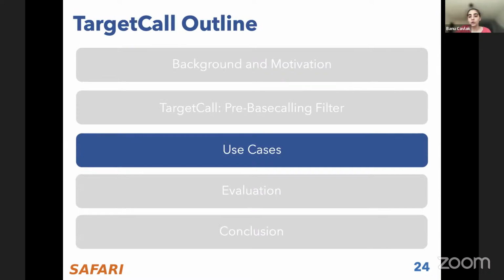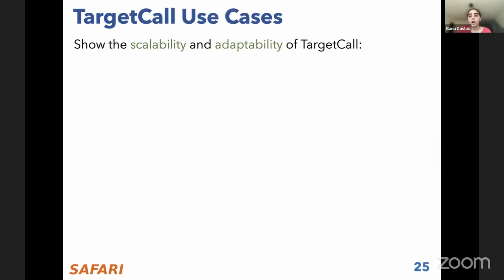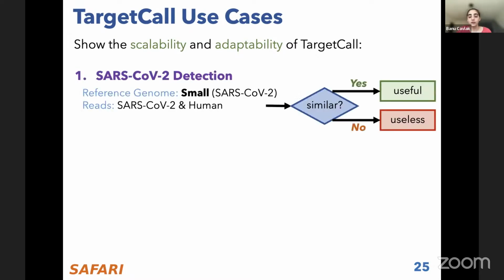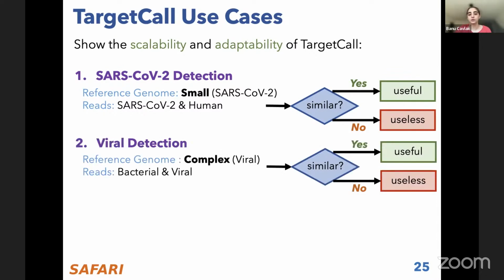And we evaluate TargetCall using 3 different use cases. We choose 3 different use cases in a way that we show how scalable and adaptable TargetCall is. Our first use case is SARS-CoV-2 detection, where we have a small COVID reference genome. And our sample of reads contains both COVID reads and human reads. Our goal is to identify COVID reads among this sample, so we want to eliminate the human ones. And if the read in this use case is similar to the reference genome, which is the COVID reference genome, the read is identified as useful because we are targeting COVID references, and otherwise the read is identified as useless.